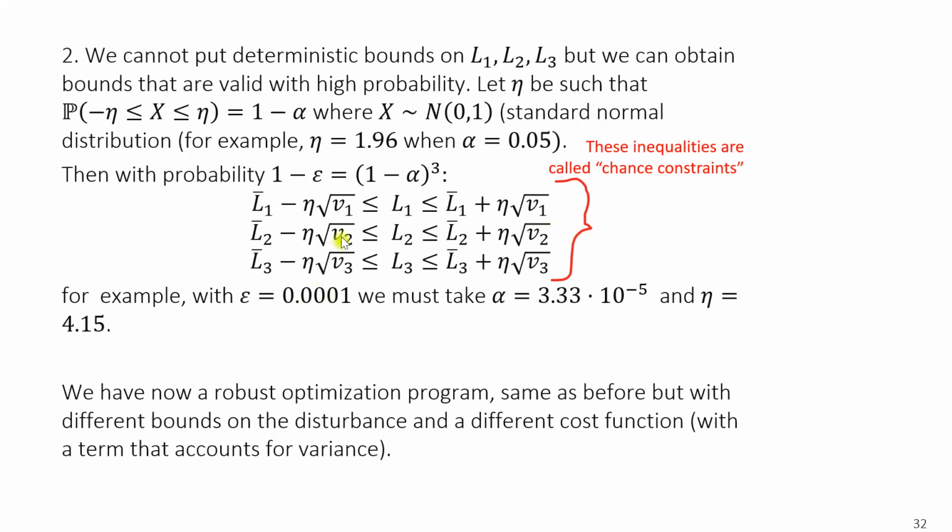For example, if we take epsilon as this value, 10 to the minus 4 here, then eta will be 4.15 here, and the alpha will be 3.3 times 10 to the minus 5, which will be the probability of not taking the chance, the probability that our constraints are not satisfied. So we take that kind of small probability that gives us eta, or we take a larger probability that gives us another eta. And at the end, same as before, we have now bounds that are obtained as before, and then we solve it with the same techniques as we've seen in the simple example.